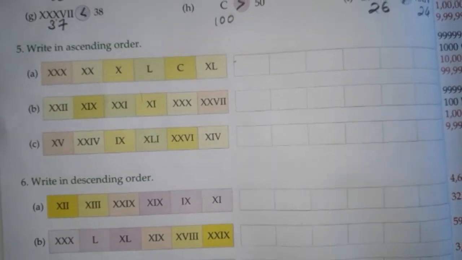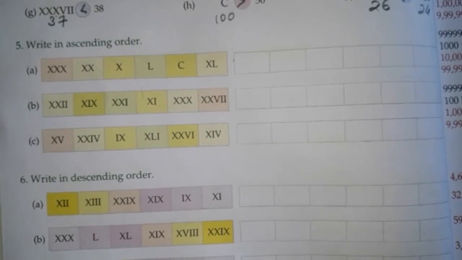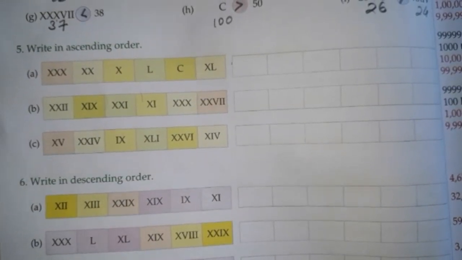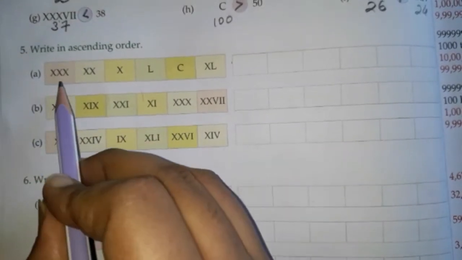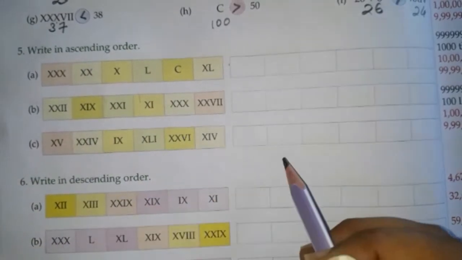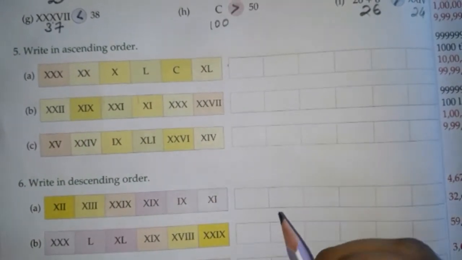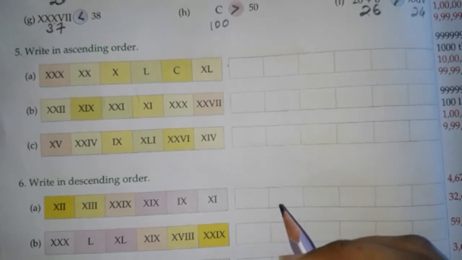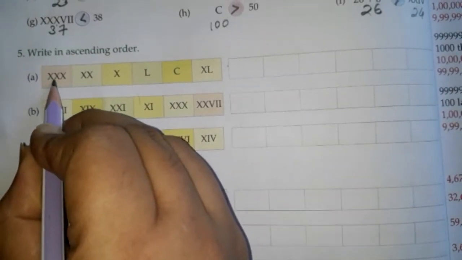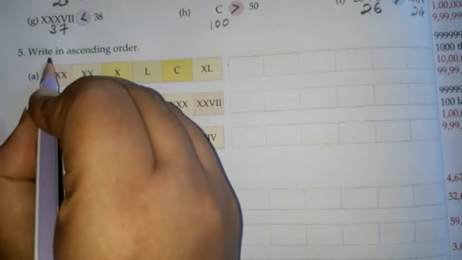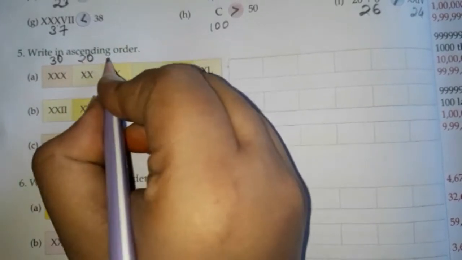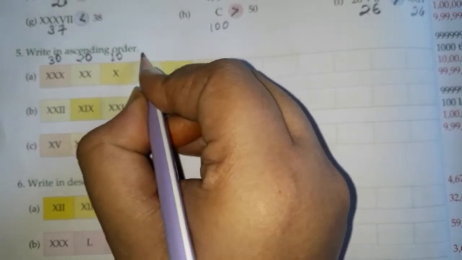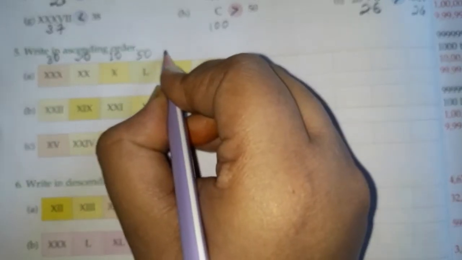Question number 5 is write in ascending order. We have to arrange the Roman numerals into ascending order. So for making it easier for us, we're gonna convert these Roman numerals into Hindu-Arabic numerals at the first place. Then we will arrange those numbers in ascending order. This 10 plus 10, X plus X plus X, it is 30, right? 30 here. X plus X is 20, right? 20 here. X means 10, L means we know 50, C means 100, and this XL means 40.